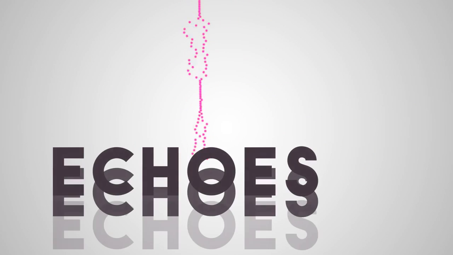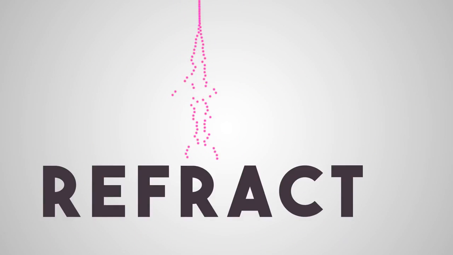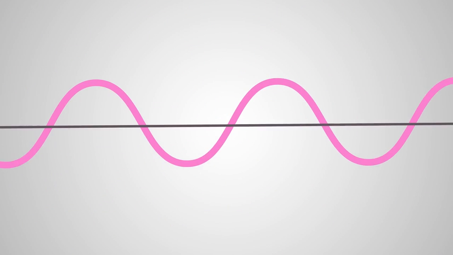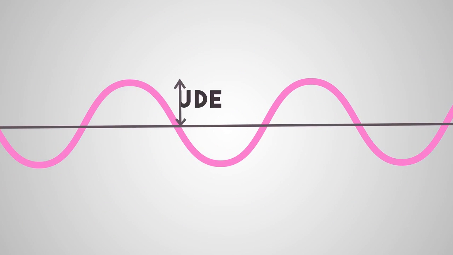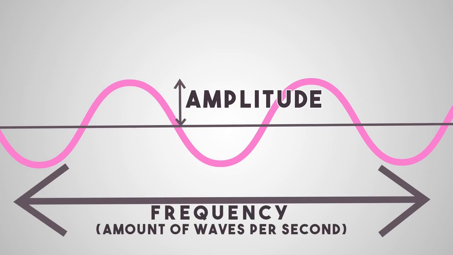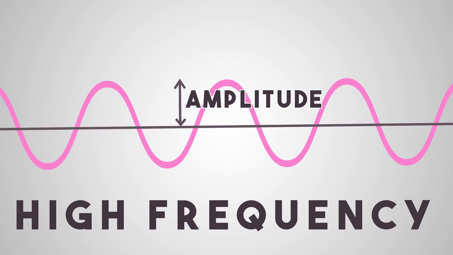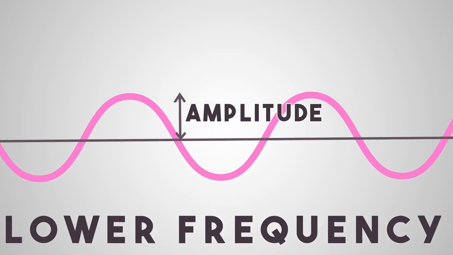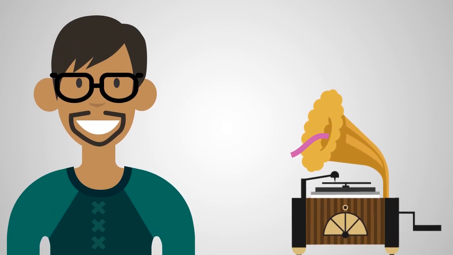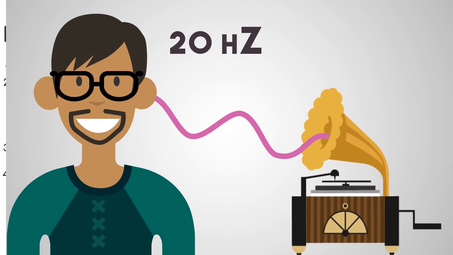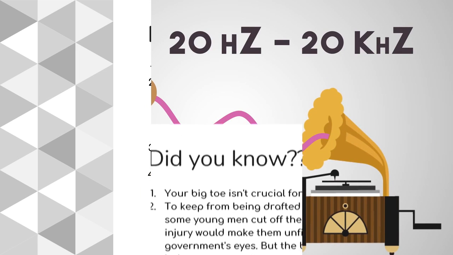Reflected sound waves are echoes. They can also refract. The loudness of a sound depends on the amplitude of the wave, and the pitch depends on the frequency. High-frequency sound waves sound high-pitched, and vice versa. Human beings can only hear sound waves between about 20 Hz and 20 kHz.